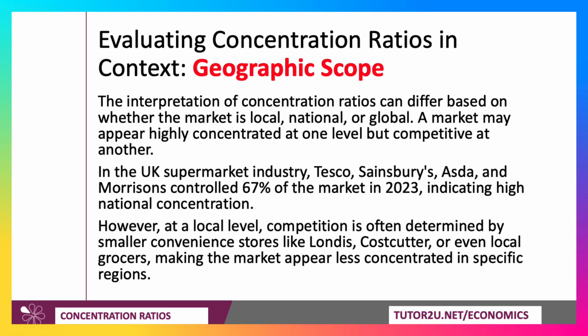People don't travel 60 miles for their groceries. Competition is often determined by the presence of smaller convenience stores, Londis, Costcutter and others, Nisa, even local independent grocers. So the market may appear less concentrated depending on the geographic scope of the market. Or you might be in an area where there's one big supermarket and that's it. So at a local level, effectively, de facto, you have a local monopoly.